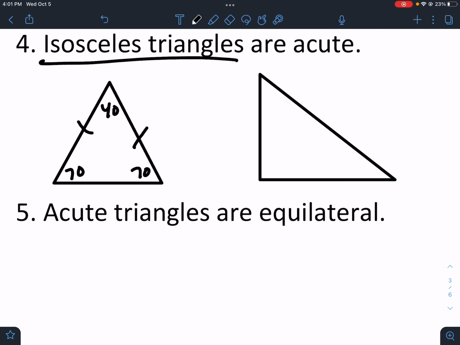Does it have to be acute? Well, what about a right triangle? We just did that earlier, right? Couldn't it be 45? That's isosceles, but that's a right triangle. So that's another sometimes.